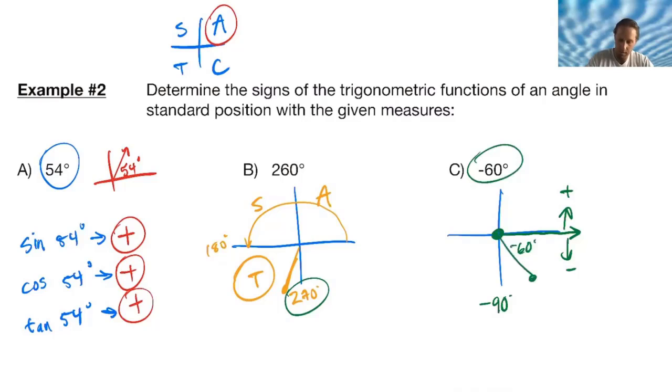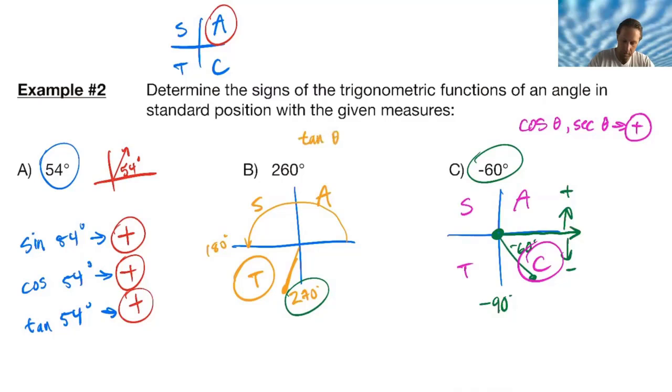Therefore, I know the acronym All Students Take Calculus represents cosine and its reciprocal function, which is secant, would be the positive cases. So for this one, only cosine of our angle and secant of our angle would be positive. All others negative. And for part B, we said it was tangent of that angle and cotangent. And again, I could write 260. It's just quicker to write theta.